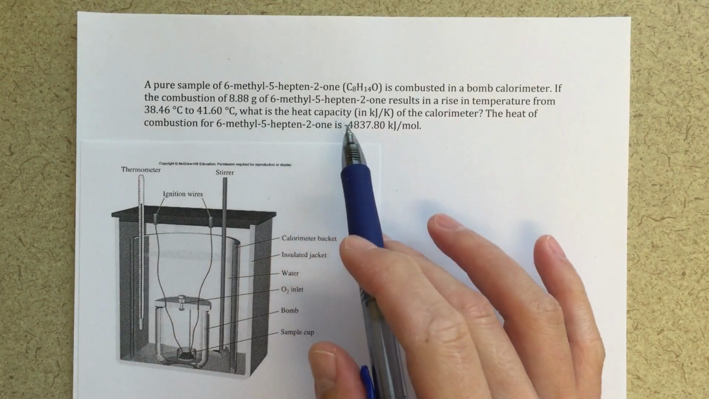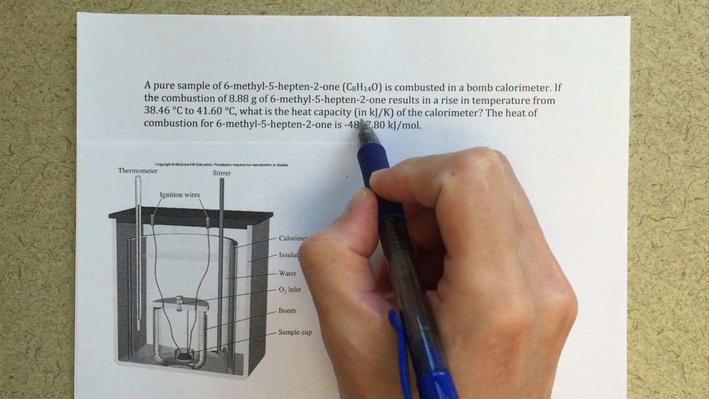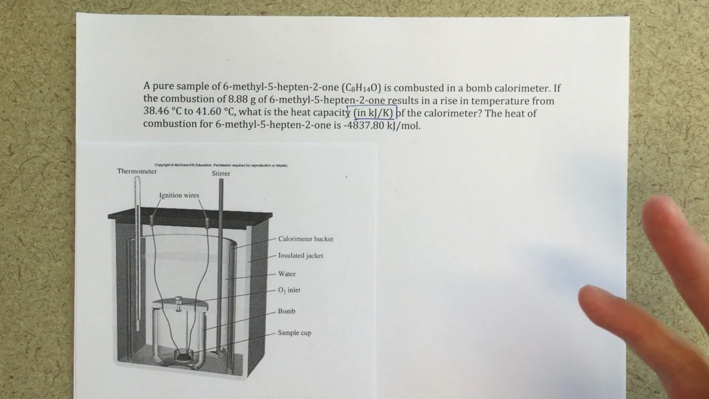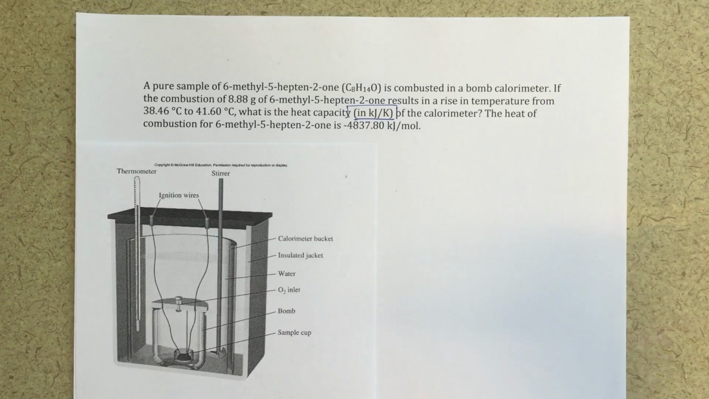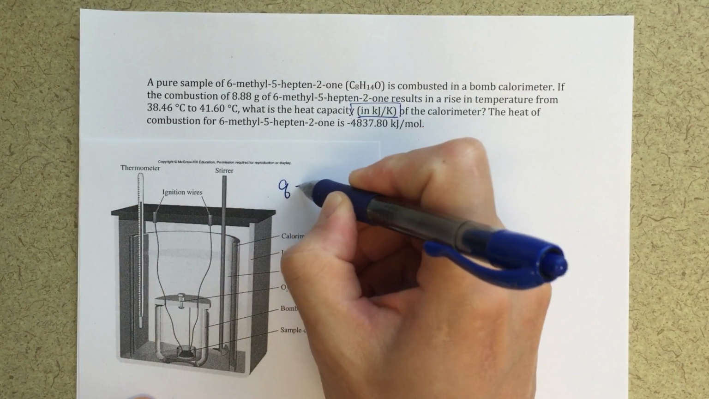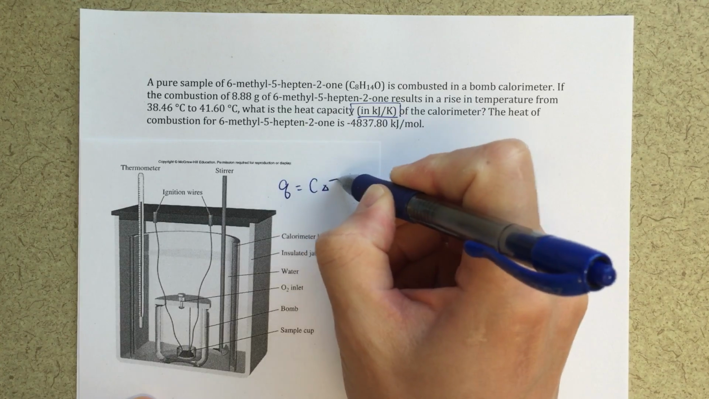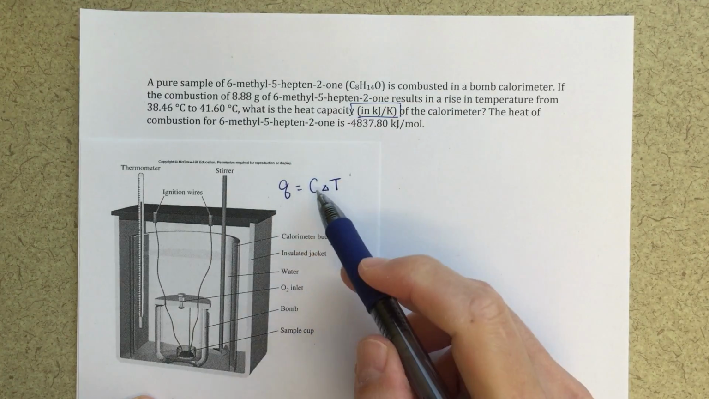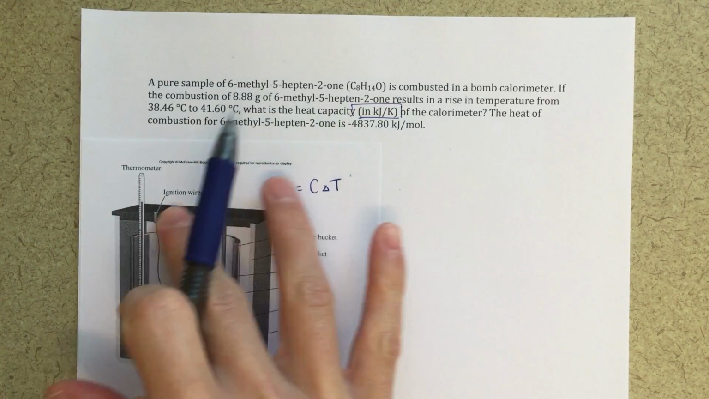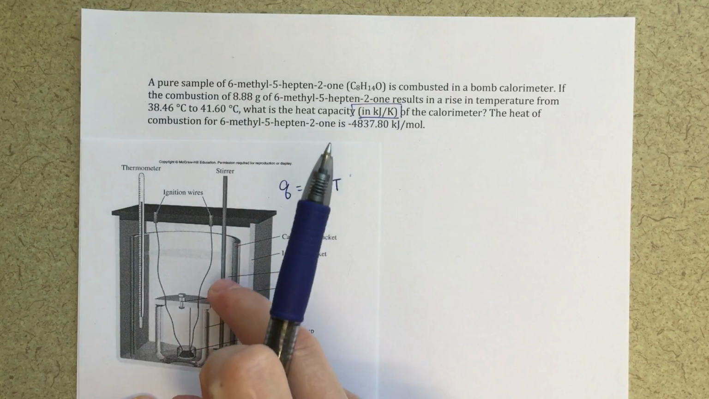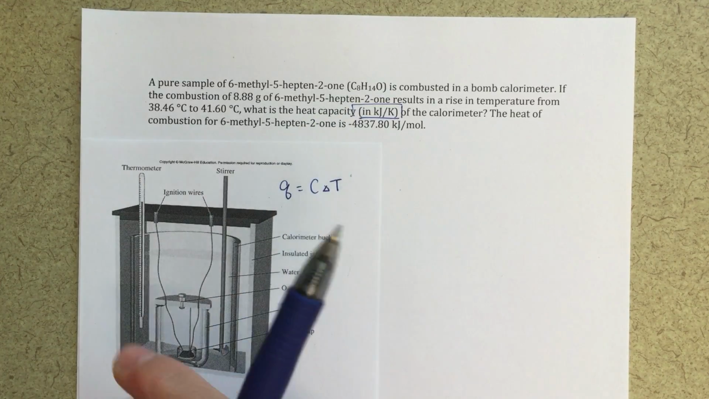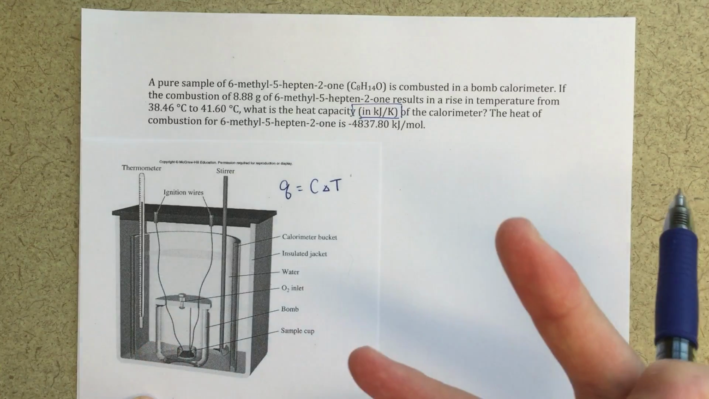Then the question says, what is the heat capacity in kilojoules per Kelvin of the calorimeter? So right away, based off of what these units are, what we need to be thinking is that we're going to be utilizing some equation that looks like Q equals C delta T. And so this C, that's going to be my heat capacity. So the amount of heat that I put in to heat up this whole thing. It's not just the water, it's the wires and the insulating jacket and all that stuff. That's what is absorbing all that energy.